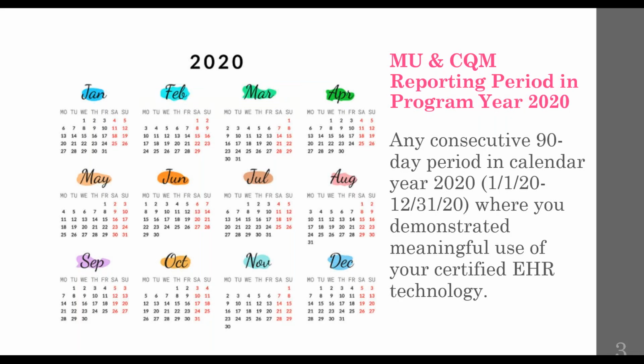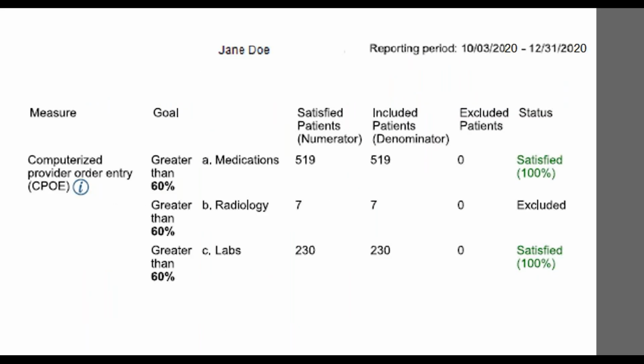All EPs need to demonstrate MU of their CERT for a consecutive 90-day period in calendar year 2020. So that means sometime between January 1st, 2020 and December 31st, 2020, the EP collected the required Stage 3 MU objective and CQM data and met the required MU measure thresholds. You should be able to run a report in your CERT to see if you met those required MU thresholds. And if you don't know how to do that, contact your EHR vendor for help.